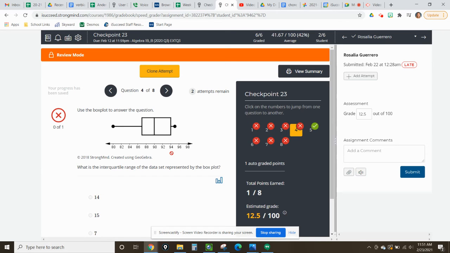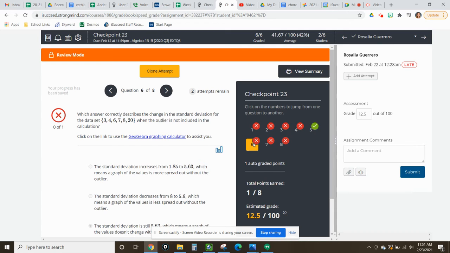The interquartile range means you're going to take the upper quartile, which is the number here on this side of the box, and subtract the lower quartile, which is the number here on this side of the box. So it looks like you're going to have this number, it looks like 94 right here. And then this looks like 87. So 94 minus 87 would be what, 7? Yeah, so right there. You got that one right.